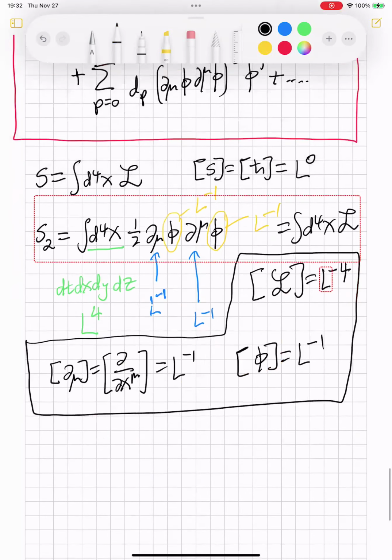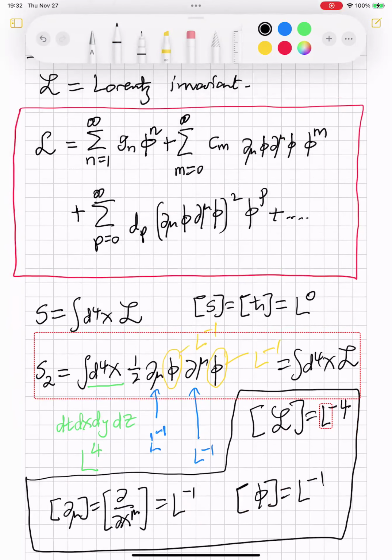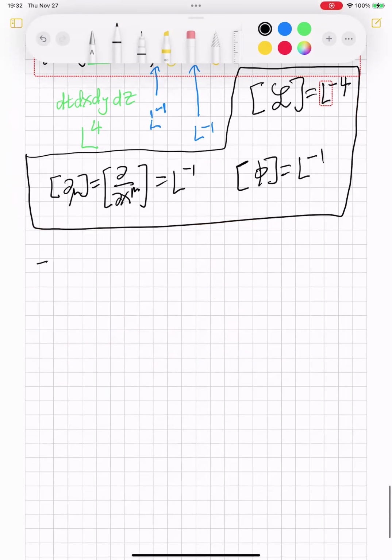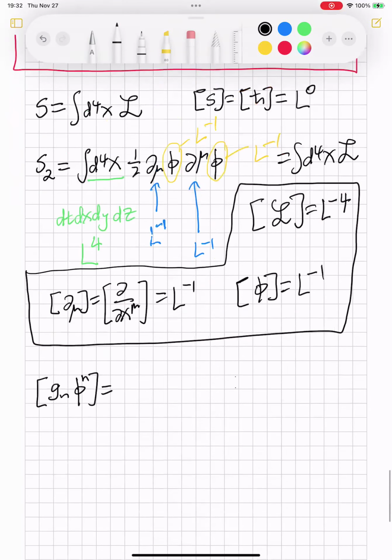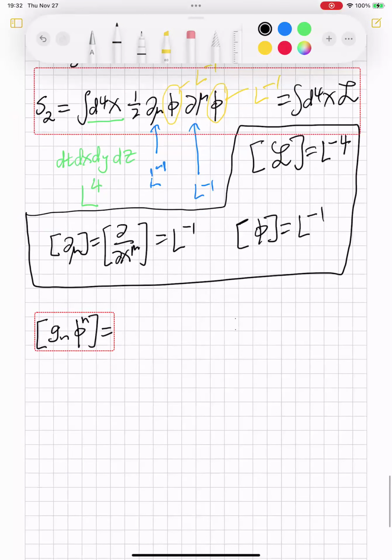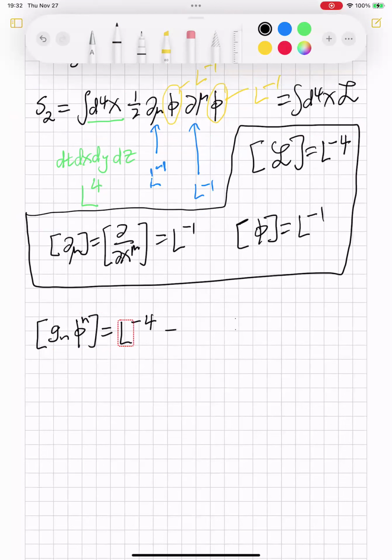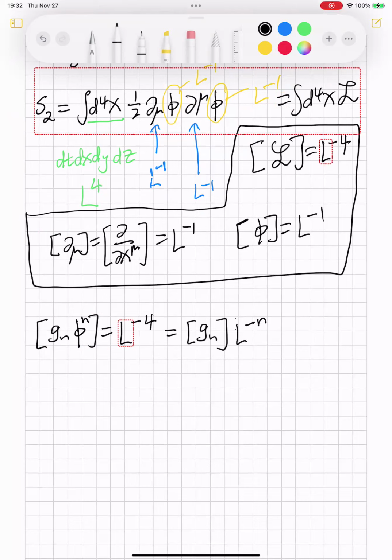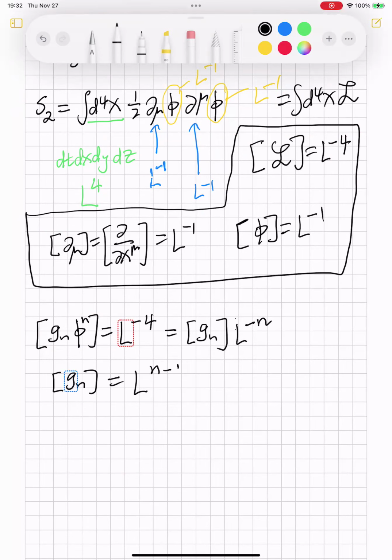So the first term is this g to the n phi to the n. So we've got the dimensions of g to the n phi to the n. Well, this is a term in the Lagrangian density. So we know what we want this to be. We want this to be length to the -4. And we also know that this would be the dimensions of gn times the dimensions of phi to the n. And phi is length to the -1, so that will just be length to the -n. So it's quite easy to see that gn has to have dimension of L to the n-4.